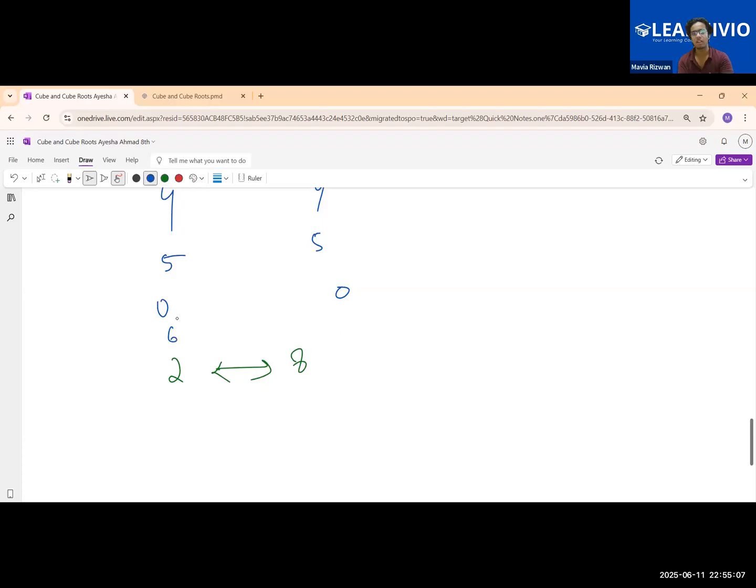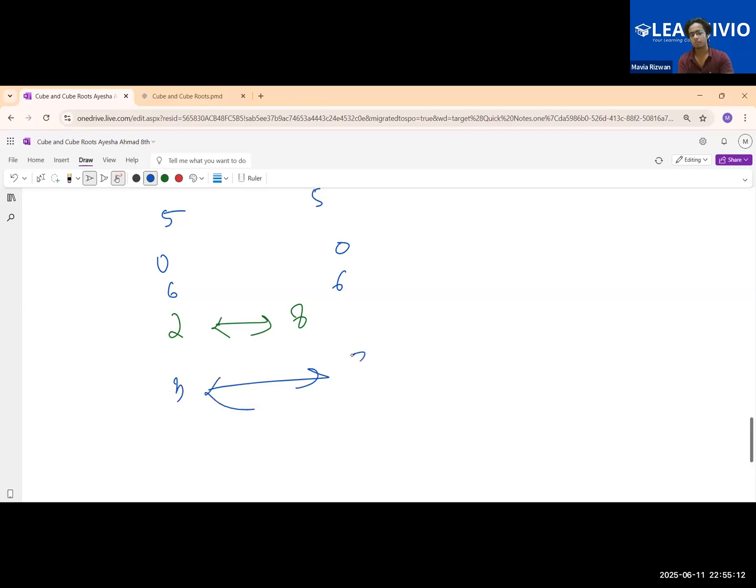Now there is a pattern between 2, 8, and 3, 7. If the number is ending with 2, its cube would end with 8. And if the number is ending with 8, the cube would end with 2. If the number is ending with 3, its cube would end with 7. And if the number is ending with 7, the cube would end with 3. Got it, Aisha? Yes, got it.